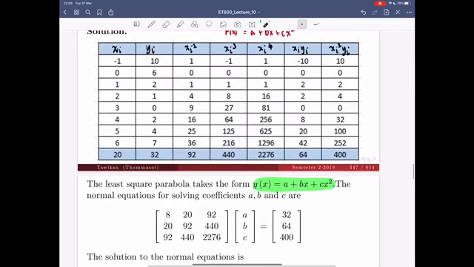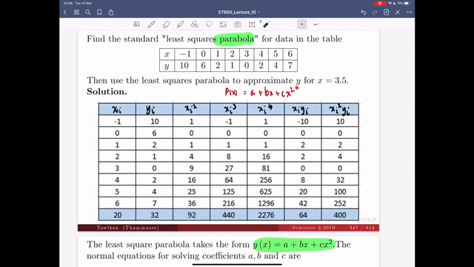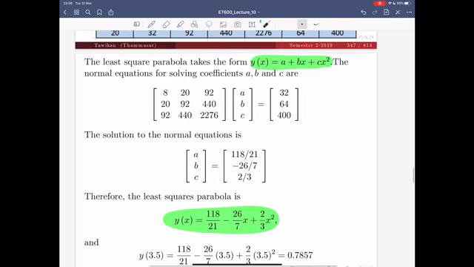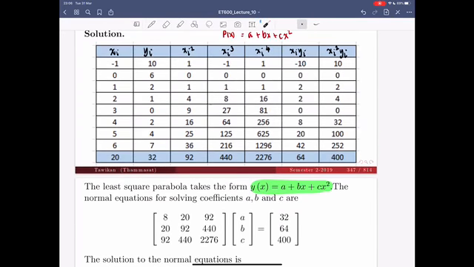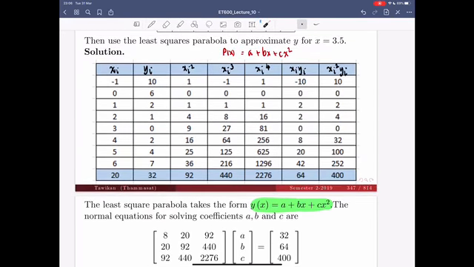Back to the question, which asks us to find the approximate value of y at s equals 3.5. And s equals 3.5 is off the table, it's not in the table. So you can use that second degree polynomial to approximate the y value at the point s equals 3.5, which is not in the table, and we got the approximated value as 0.7857.